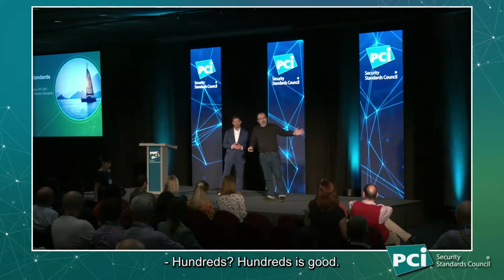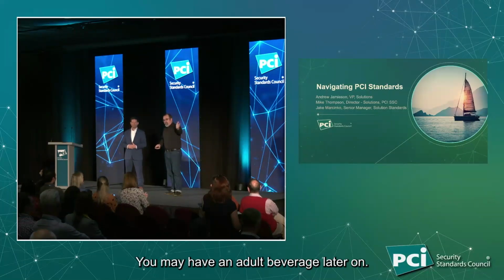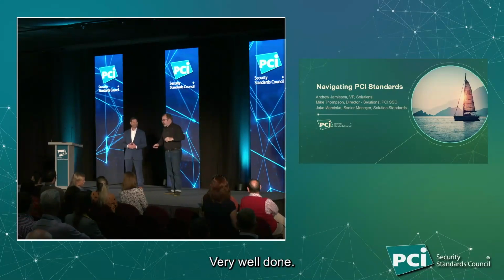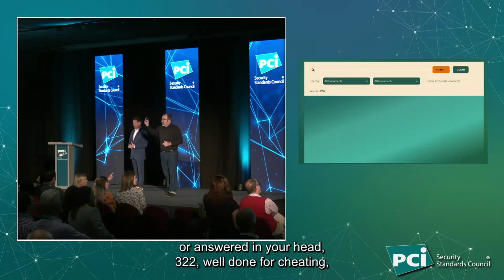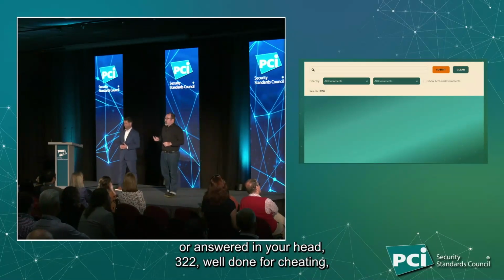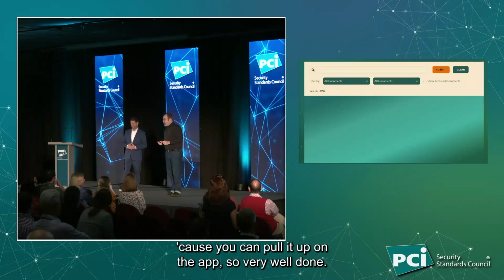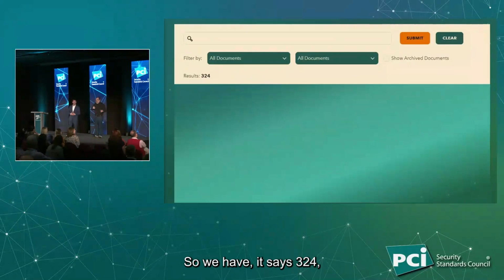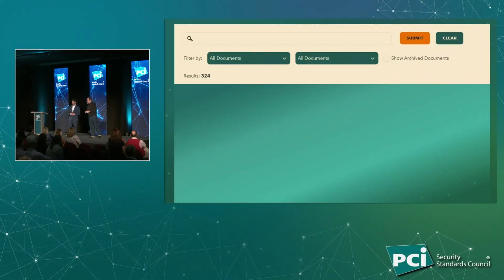How many documents do you think we have available for download on our website? Hundreds? Hundreds is good. It's broad, but it's correct. You may have an adult beverage later on. Very well done. So for those of you who answered in your head 322, well done for cheating, because you can pull it up on the app. It says 324, we've moved a couple, so 322 at the moment.